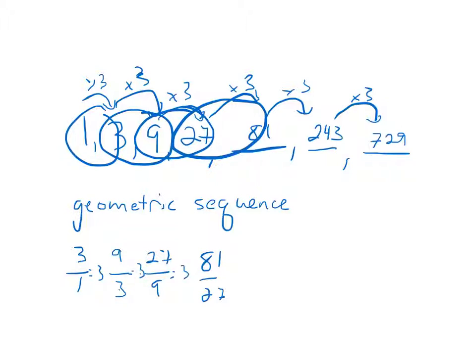3 goes into 9 3 times. 9 goes into 27 3 times. 27 goes into 81 3 times. So because there's a constant ratio between each number, then we say that this is a geometric sequence. Alright, going back to kind of our first number, we can also talk about the position or the term.